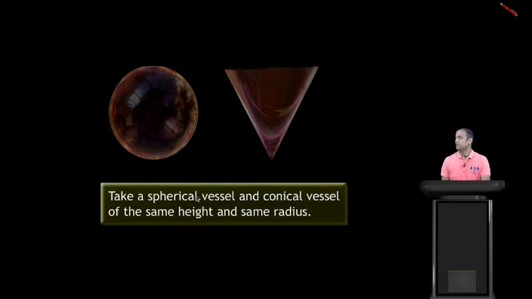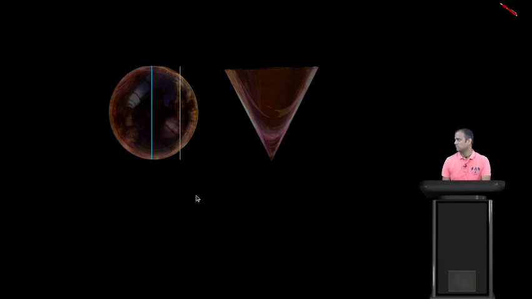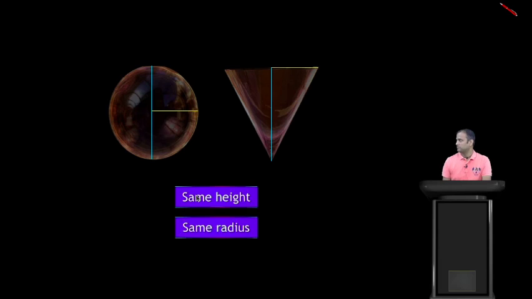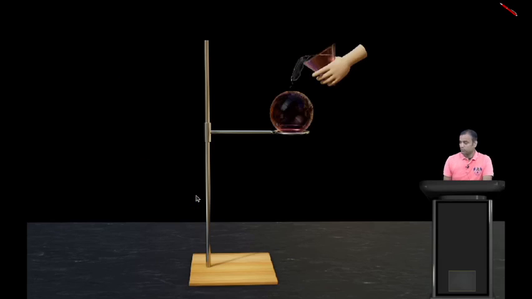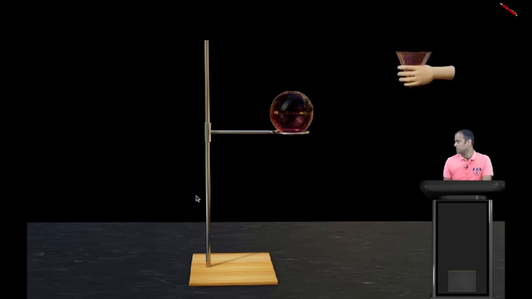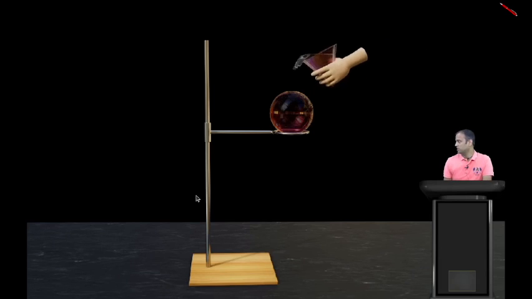Now take the spherical vessel and again a conical vessel of the same height and same radius. So it has the same height and same radius of the conical vessel. Again, apply the same process which we applied to find the volume of a cone. Now fill the sphere with water from the conical vessel.